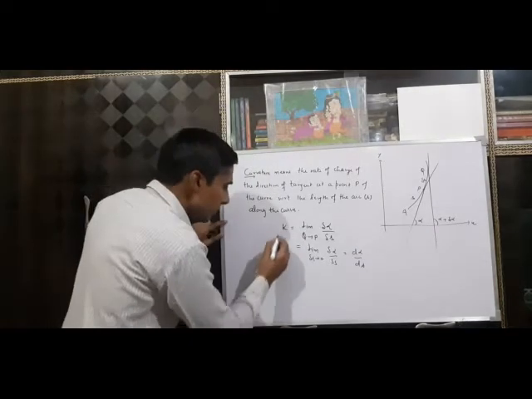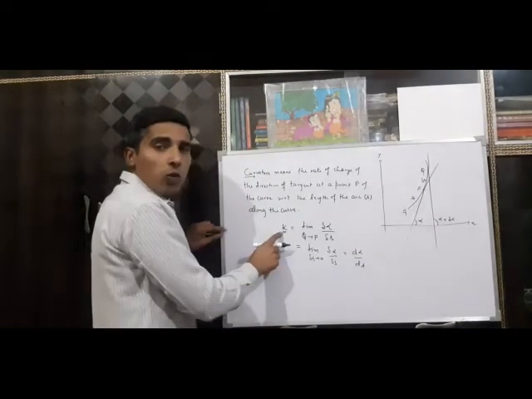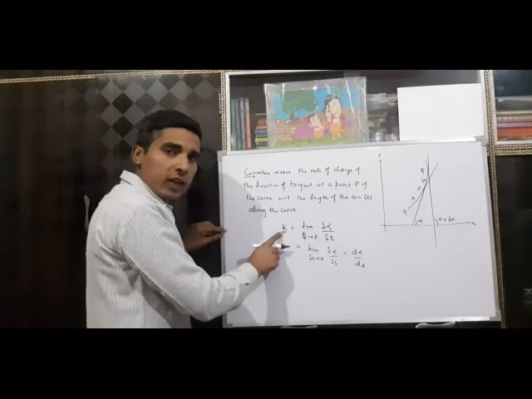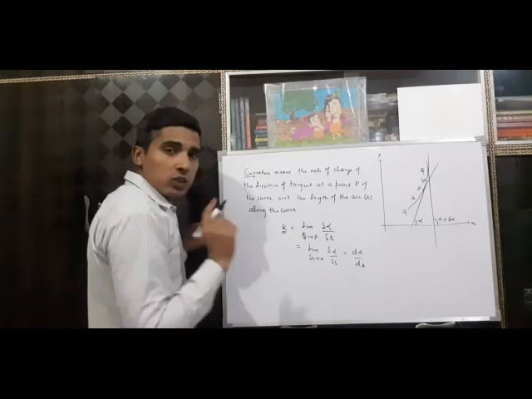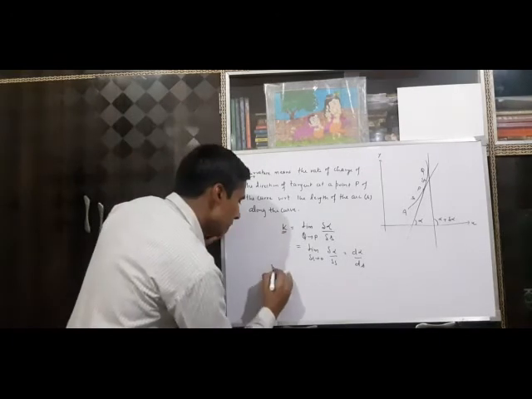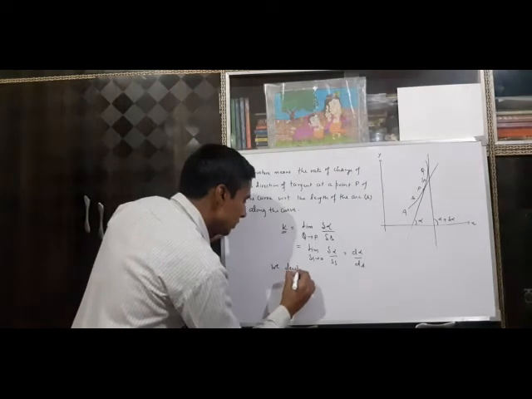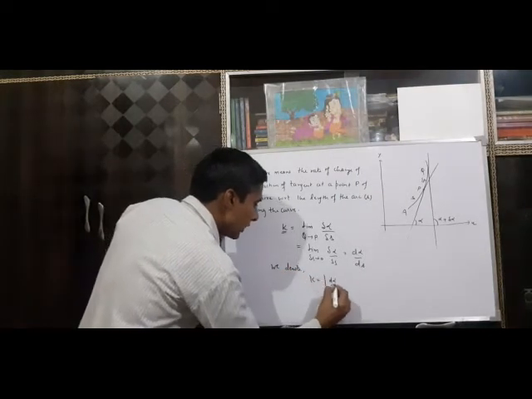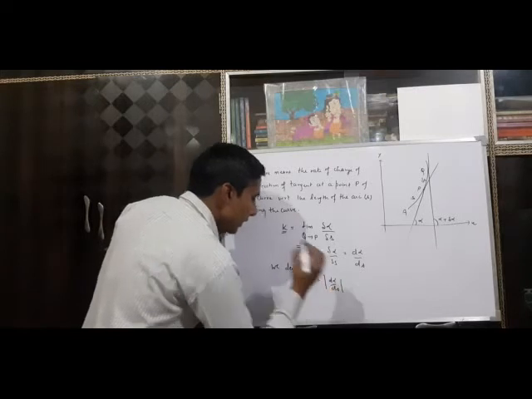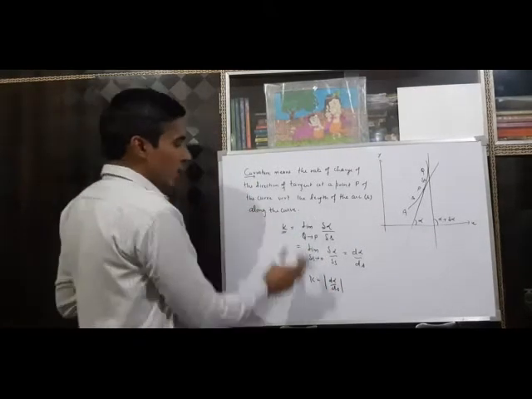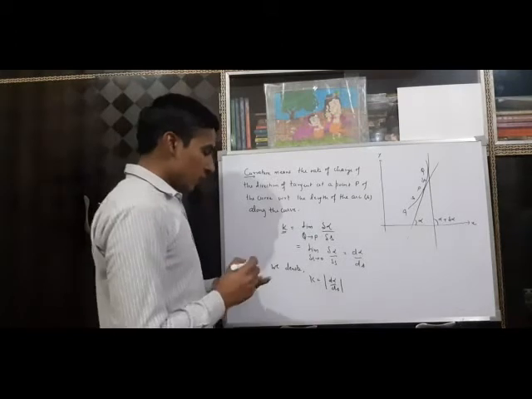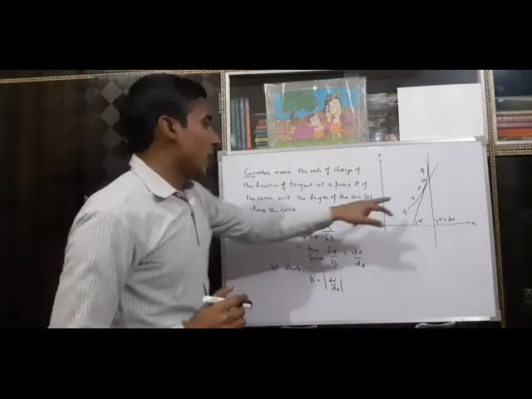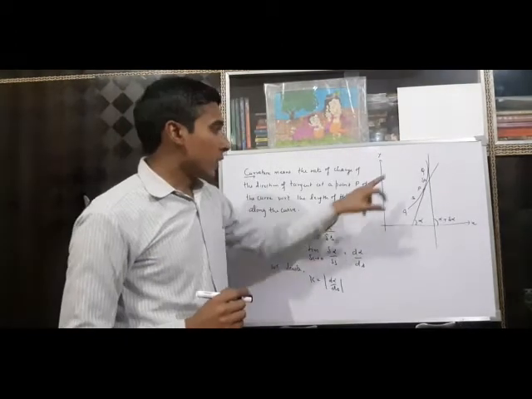Clearly, this may be positive or it may be negative, but we here consider the curvature is always positive, so we denote the curvature as modulus of d alpha by ds. So this is the mathematical definition of curvature at a particular point P of the curve.